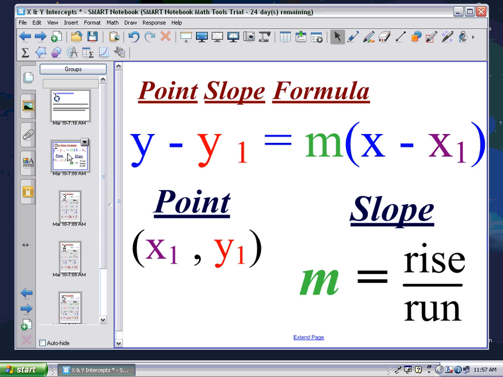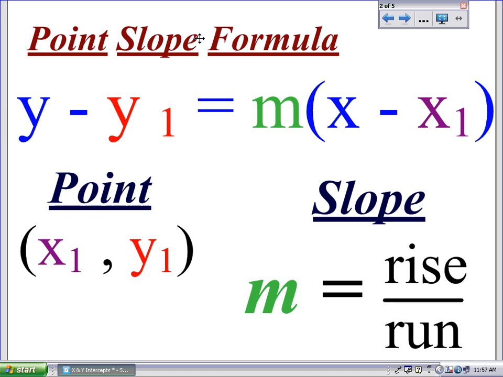Everything in my math formula that is labeled in blue stays exactly the way you see it. And then last but not least, I have my slope. We know that's my rise over my run. That green value goes exactly where you see that for m. So let me show you how this is used in action.